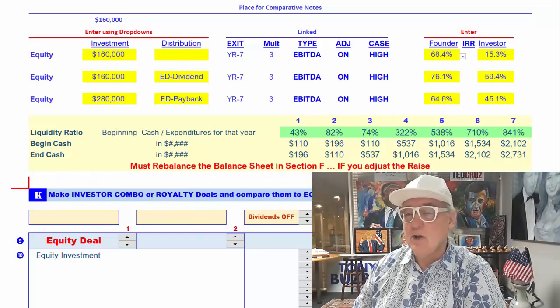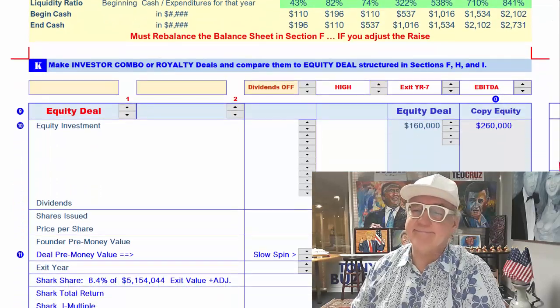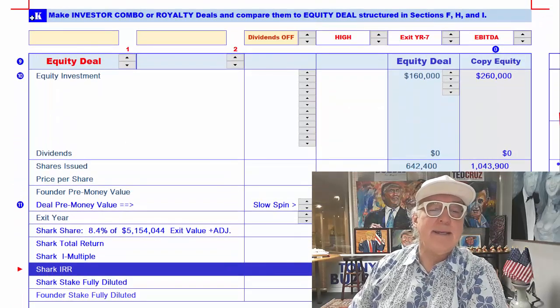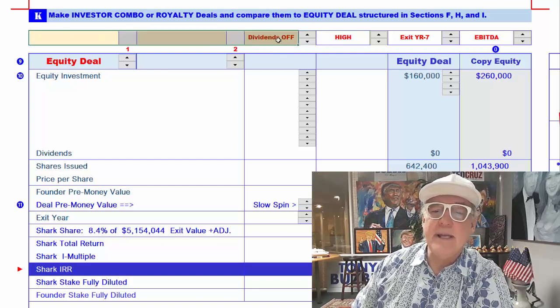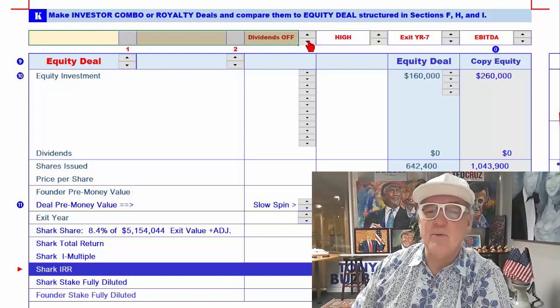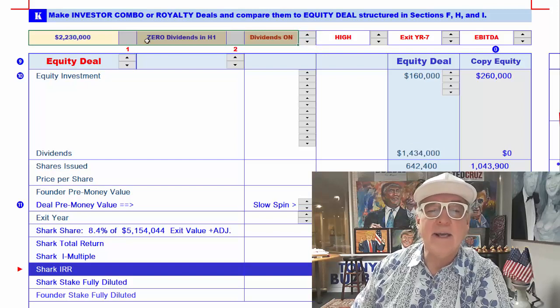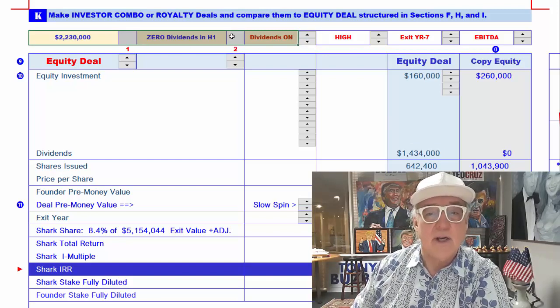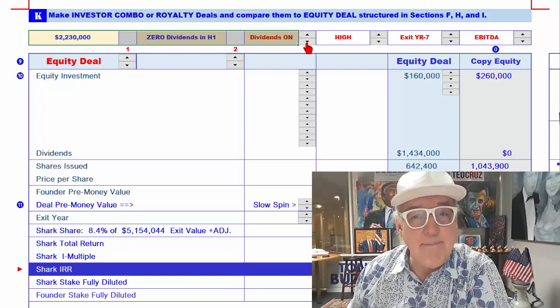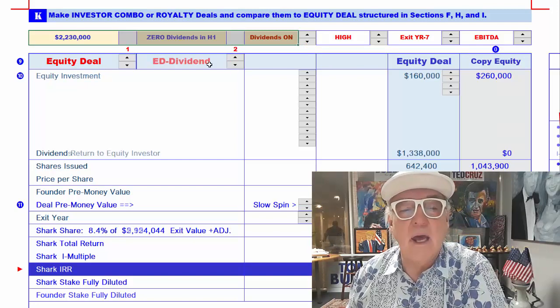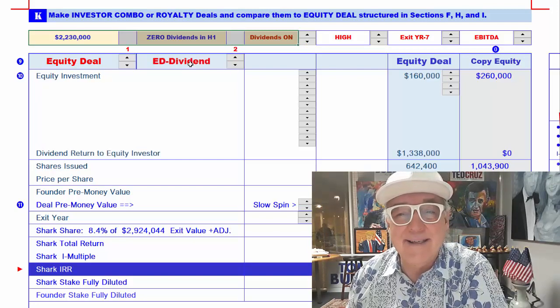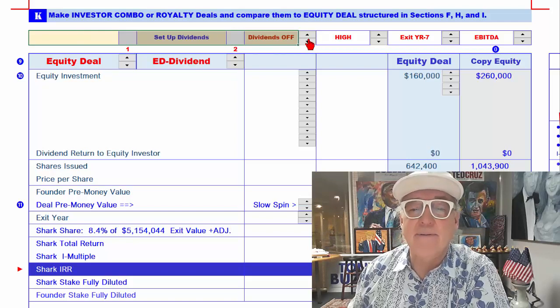So, let's go down and actually do one of these things. Now we're in Section K, and this little section above here in the yellow has to do with dividends. You can turn the dividends on and off, and if they're on, it tells you where to zero the dividends in case you want to, but this little switch does it automatically for you. In other words, you can keep the amount of dividend that you want for the equity dividend case, and you can turn them off.